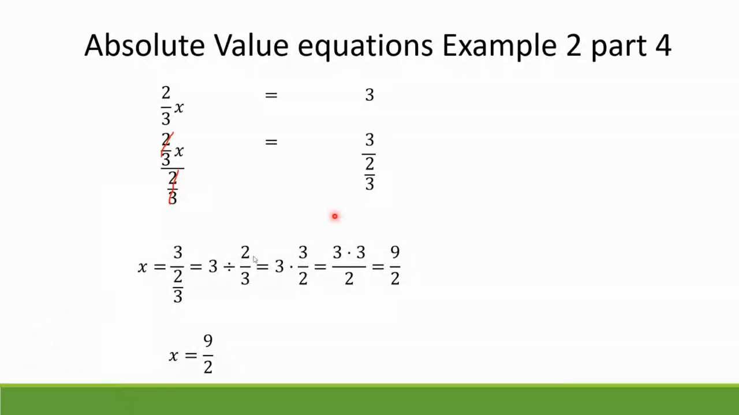Now, it's not really the best way to leave it, right? We can do better than this. This is the same as 3 divided by 2/3, which is the same thing as 3 times 3 over 2. Again, when you divide, you multiply by the reciprocal. So that's 3 times 3 over 2, which is 9 over 2. That's the other solution.